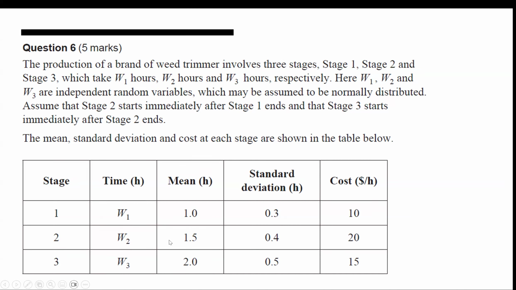And the table here just gives you the mean, standard deviation, and the cost at each stage. So you need to highlight the mean value and the standard deviation. By the way, if you want to use variance, it will be squared, okay? If you want the variance for each variable, you have to square each one, like 0.09, 0.16, 0.25.